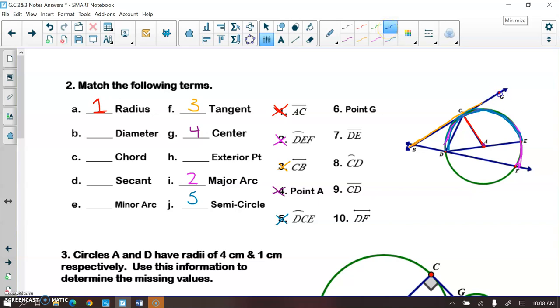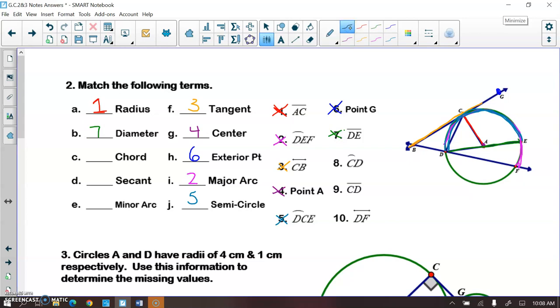Point G. Point G is just an exterior point. There's no relation to the circle whatsoever with point G. So that relates to letter H. Segment DE goes through the center of your circle and ends on the endpoints of your circle. So that is the diameter. So 7 corresponds with letter B.